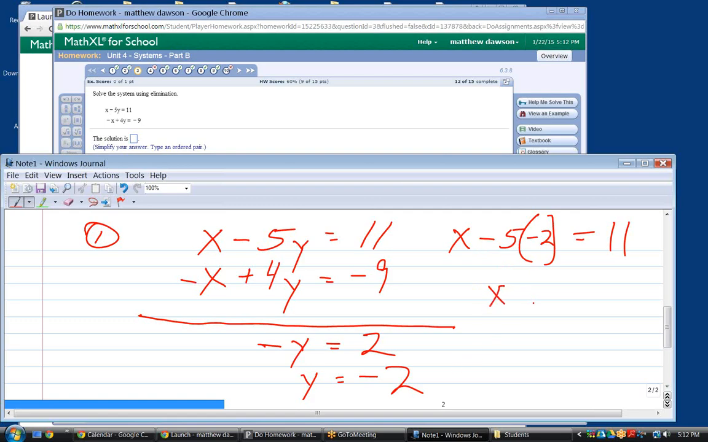X minus negative 10. Except it's two negatives. In other words, it's x minus a negative 10, which is the same as x plus 10. Right. Equals 11. Now the last step. So it would be x equals 1. Okay, so there's your two solutions. X equals 1.